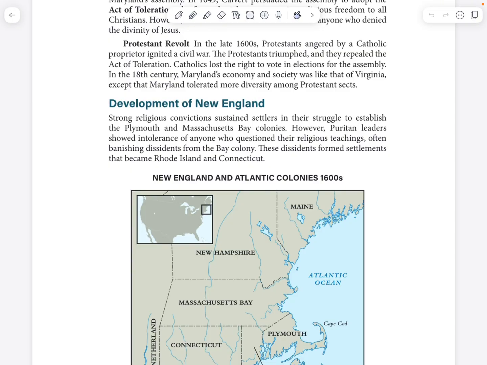Development of New England. Strong religious convictions sustained settlers in their struggle to establish the Plymouth and Massachusetts Bay colonies. However, Puritan leaders showed intolerance of anyone who questioned their religious teachings, often banishing dissidents from the Bay Colony. These dissidents formed settlements that became Rhode Island and Connecticut.